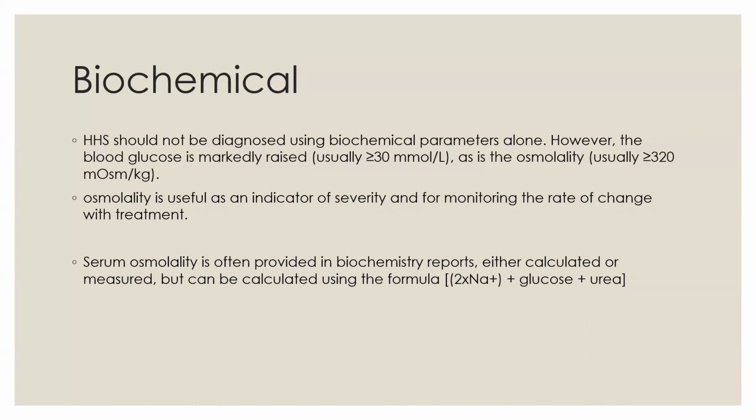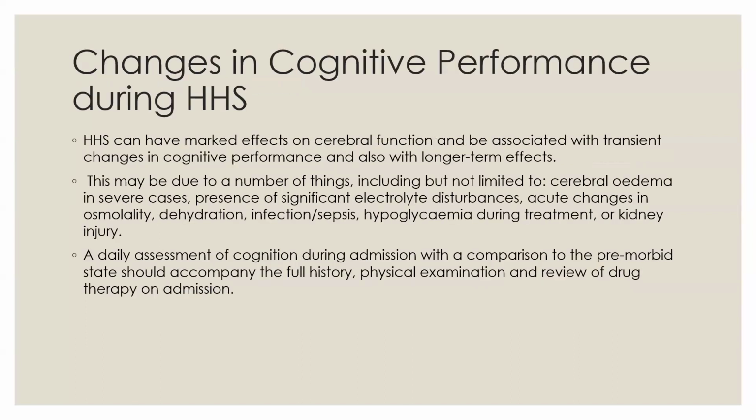Serum osmolality is often provided in the biochemistry report, either calculated or measured, but it can be calculated using the formula: 2 times sodium plus glucose plus urea. Now regarding changes in cognitive performance during HHS.